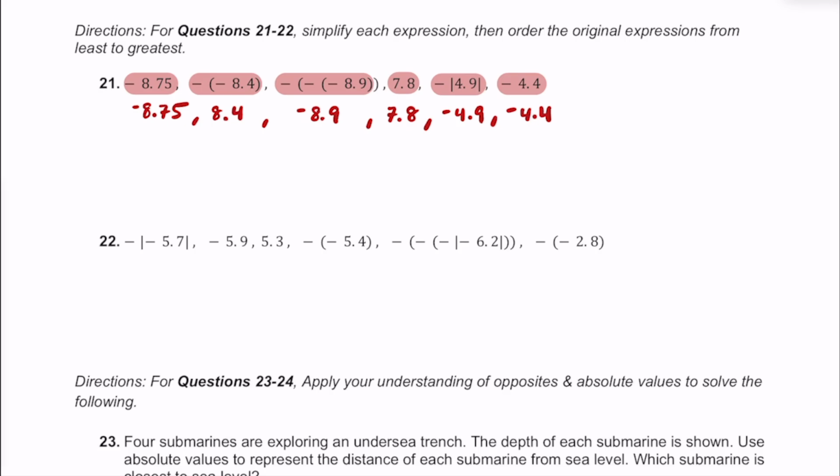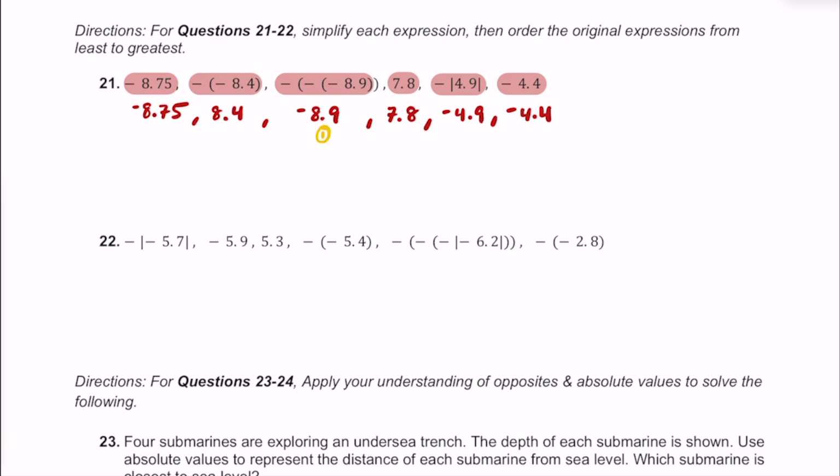Now to identify, we are trying to go from least to greatest here, so from the smallest number to the greatest number, or if we were looking at this on a number line, from all the way to the left to all the way to the right. So let's try to see the smallest one first. So we have 4 negative numbers here. Which one would be all the way to the left? I think it's going to be negative 8.9. So I think this is going to be the smallest value here.